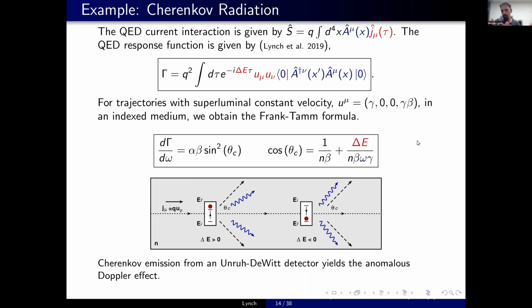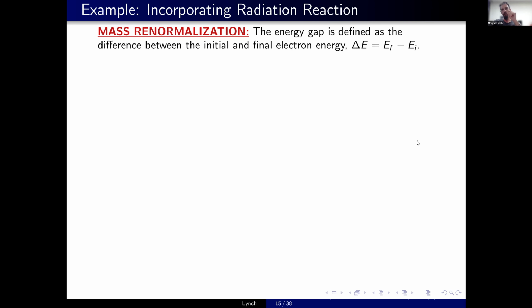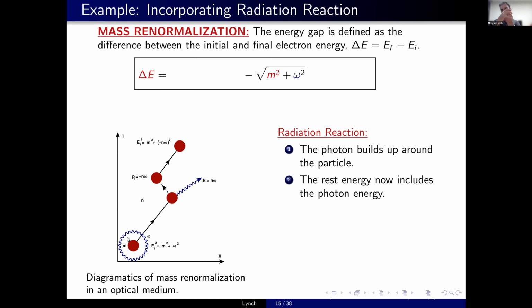Now, rather than just putting in some function ad hoc, we wanted to ground it in the literature with some physics behind it. And that brings us to incorporating recoil. We use mass renormalization. This is specific to Cherenkov, but let's talk about what happens. If you define your energy gap as the difference between the final and initial energy of your electron, what you have in an indexed medium, the mass renormalization, is this: before your electron emits the photon, the photon field builds up around the electron and forms a little vacuum polariton atom, where the electron is the nucleus and the photon forms a shell around it, and it renormalizes the rest mass with that photon frequency.